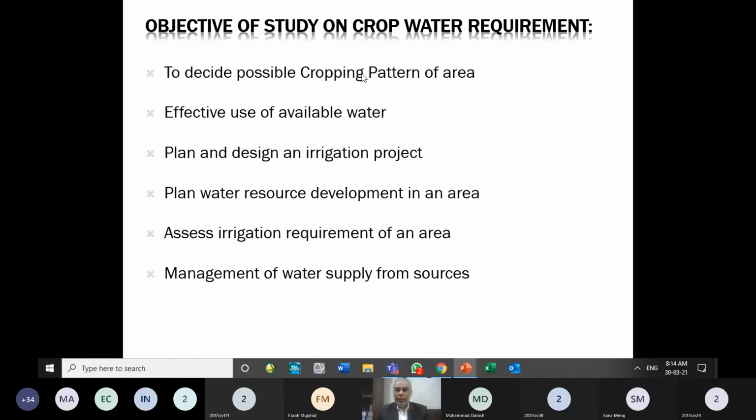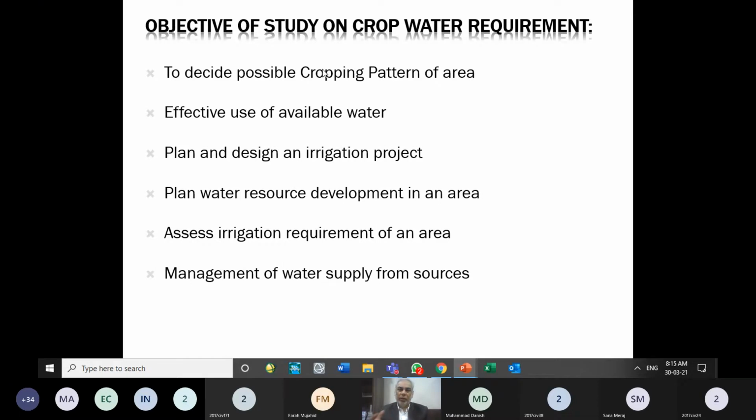To decide this cropping pattern, we need to know the crop water requirement, because this cropping pattern should match with the water availability. Some crops need more water, some crops need less water. If I go by the income from a certain crop, then everybody will try to go towards a cash crop, or those crops whose income is more. Then maybe we will not be able to provide a sufficient quantity of water. So usually the farmers or the governments come up with a cropping pattern which suits their climate and also which suits the water availability.